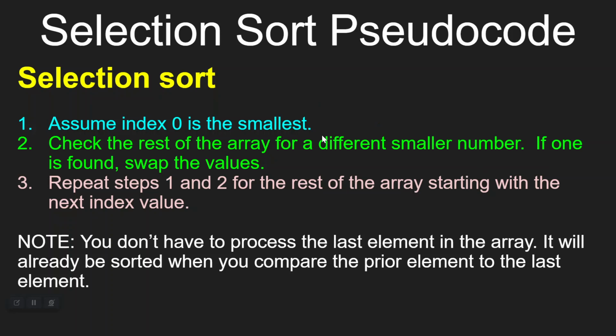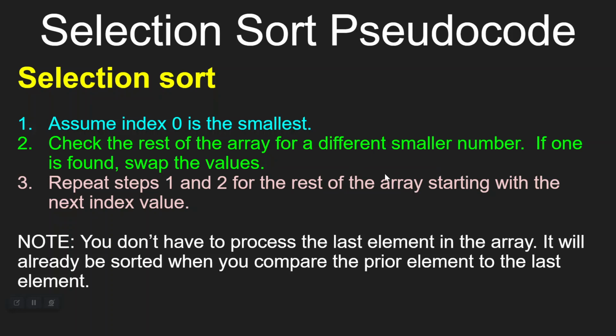So the selection sort basically does three things. It starts by assuming that index 0 is the smallest. And what it does is it checks the rest of the array. So starting at index 1, it's going to start looking for a smaller number. If one is found, then those values are swapped. Then you basically repeat step 1 and 2 for the rest of the array, starting with the next index value. So you would then assume that index 1 is the smallest, and you would loop through starting at index 2, looking for something smaller, and then swap them if you find one.